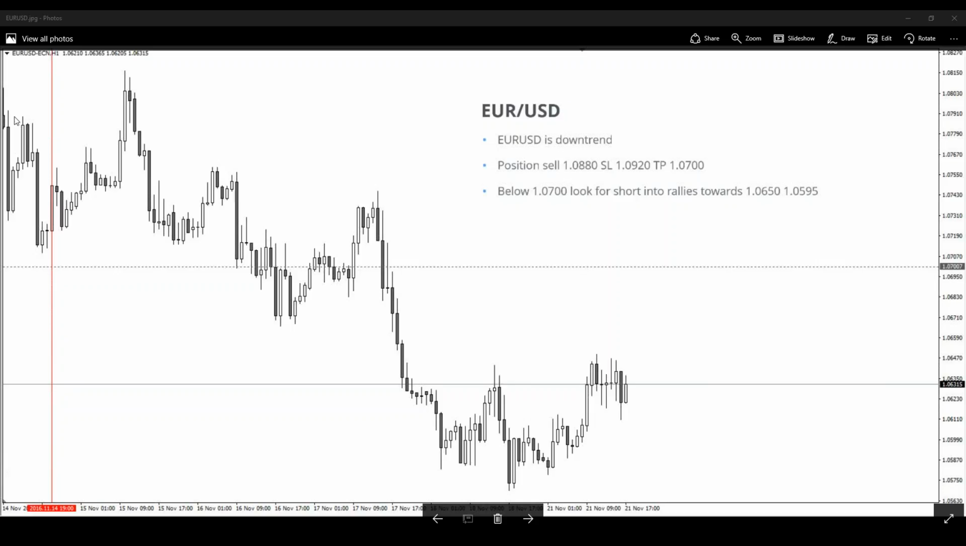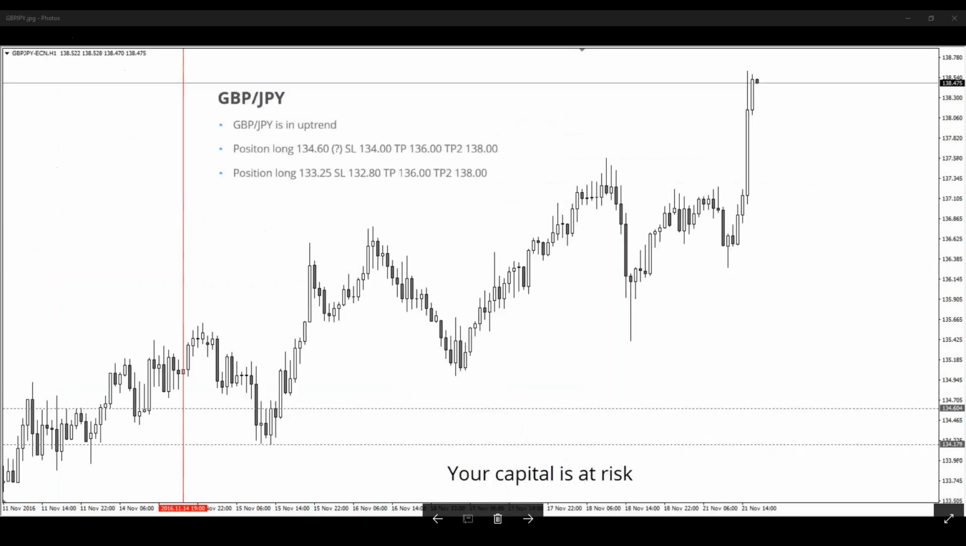Okay, next one, let's show pound yen. So this was, as I said, definitely the trade of the year, of the week, of the month, call it whatever you want. This is, guys, a scholastic example of price action trading. Pound yen in a strong uptrend, and I said try to go long around 134.60. This vertical line represents the time of our webinar.